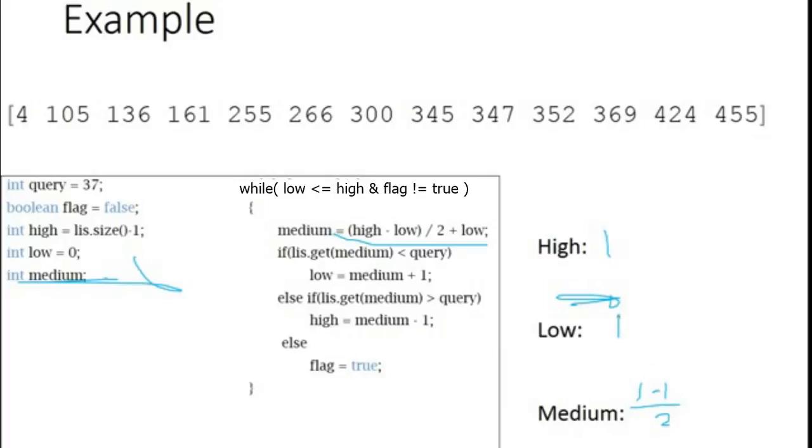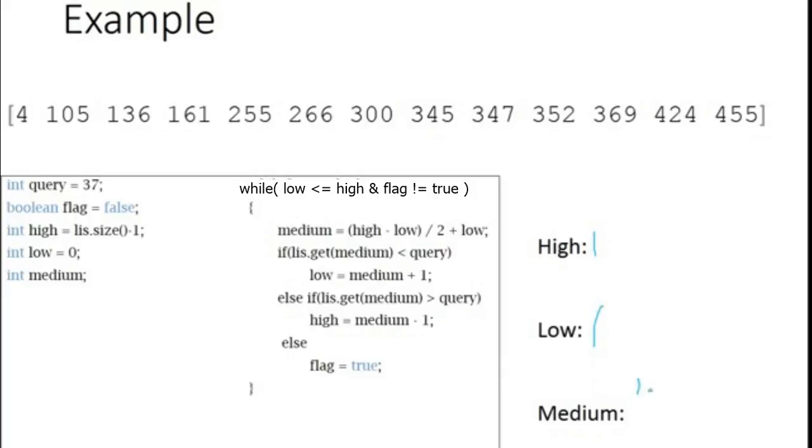Wait a minute. No, low is 0. No, wait. Low is 1. Dang it. So this only goes while low is less than high. Then we'd be good. Actually, no, this could be less than or equal to. Sorry, I messed up there. Yeah, that's fine. High is 1, low is 1.